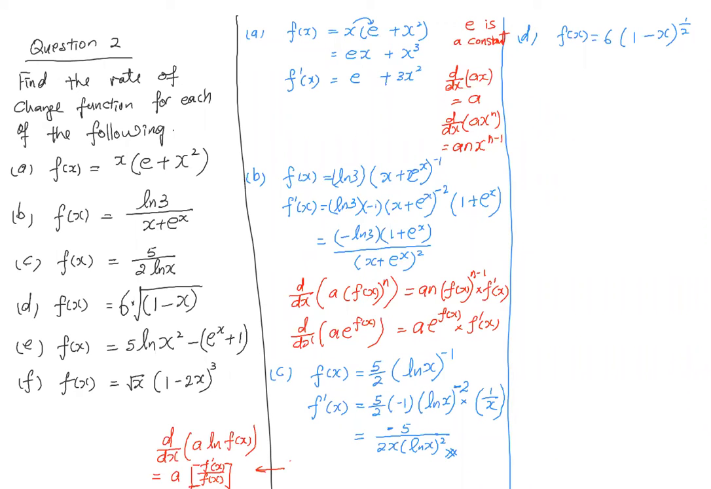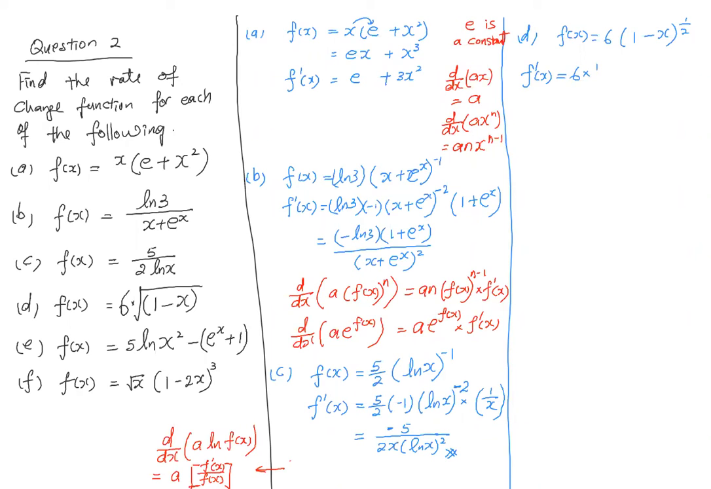Yeah, Miss, can you tell me how to find the gradient, the rate of change function? I use chain rule. You use chain rule, correct. So it becomes 3 bracket 1 minus x, and the power, how do you get 3? 6 times half.